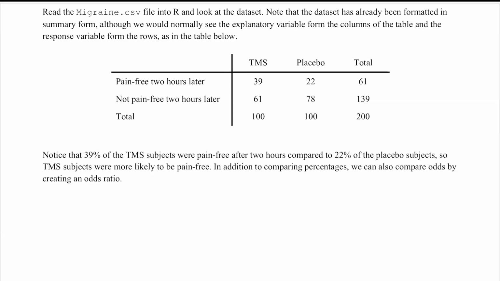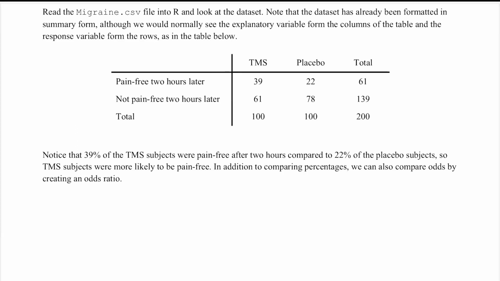Okay, so each group had 100 subjects. That kind of makes things easy in terms of interpreting, creating percentages. So in the TMS group, 39% of the subjects were pain-free after 2 hours. In the placebo group, it was 22%. And we have ways with statistics that we can compare those percentages to see if the difference is statistically significant. We can see that the TMS patients were more likely to be pain-free.